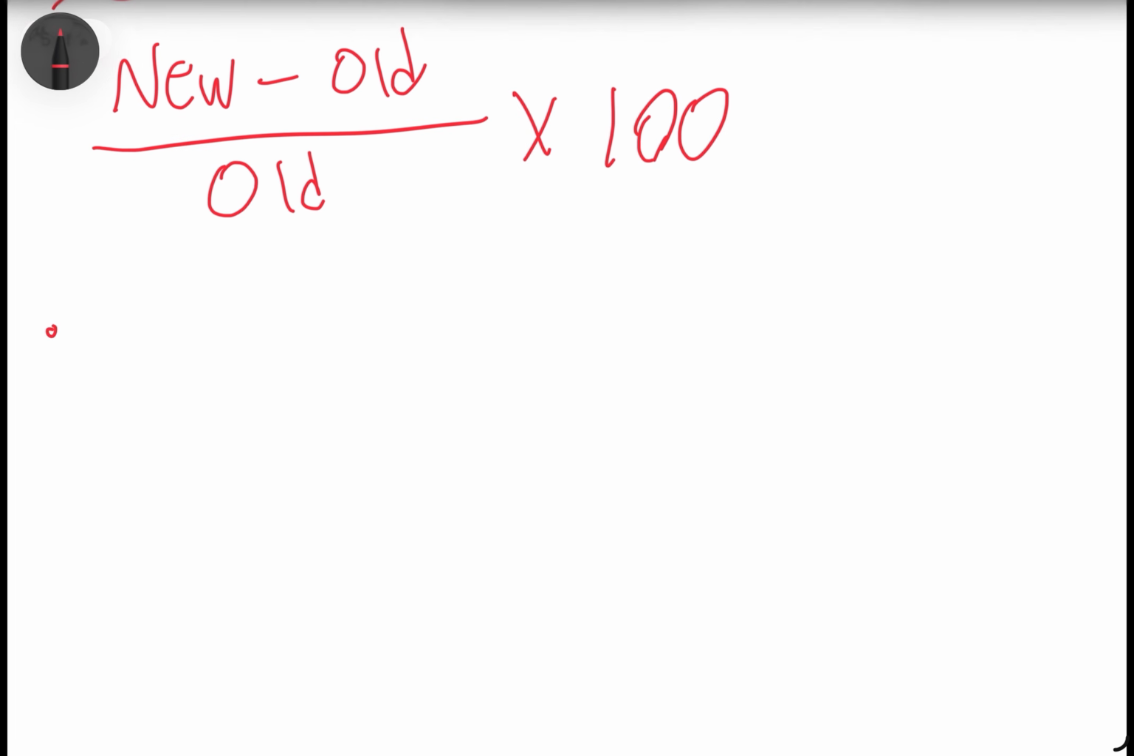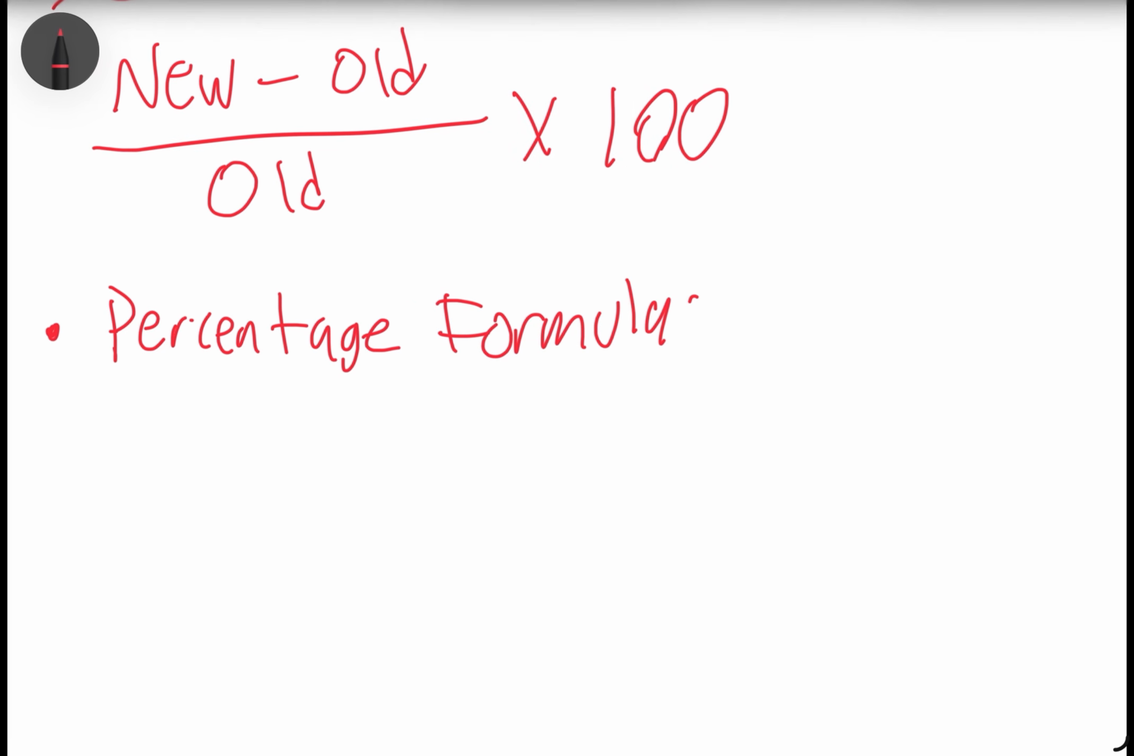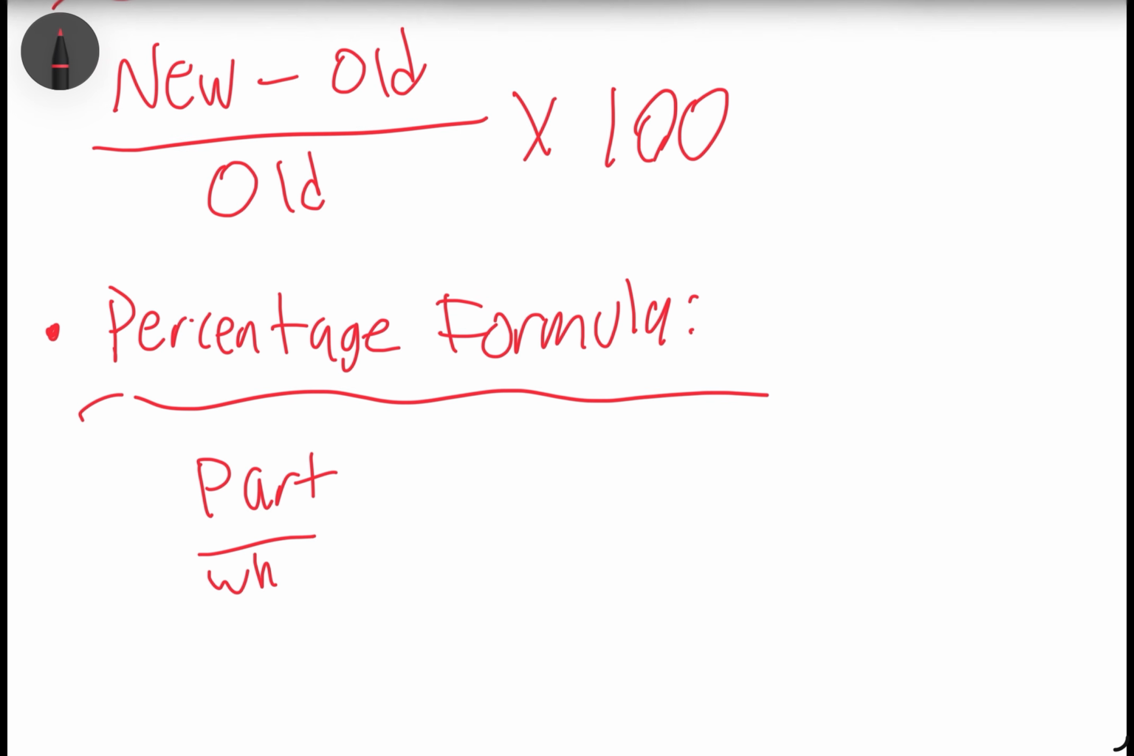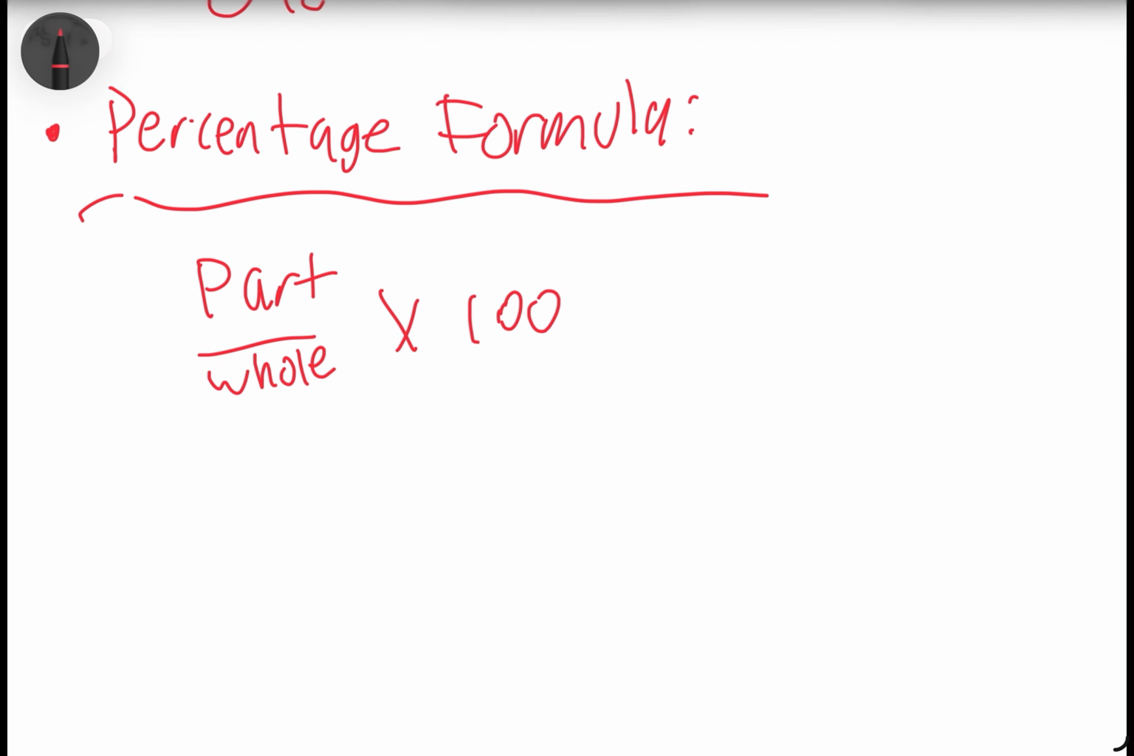Alright, the next formula is just the overall percentage formula, which is part over whole times 100. Now, you'll probably notice a trend. Just remember, if you ever have a percentage on the test, you're just going to do times 100. It should be a decimal times 100 to turn it from a decimal into a percentage.